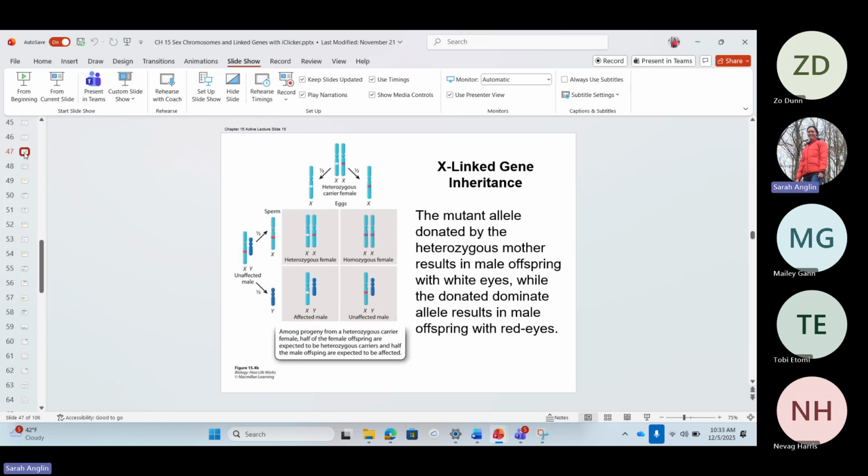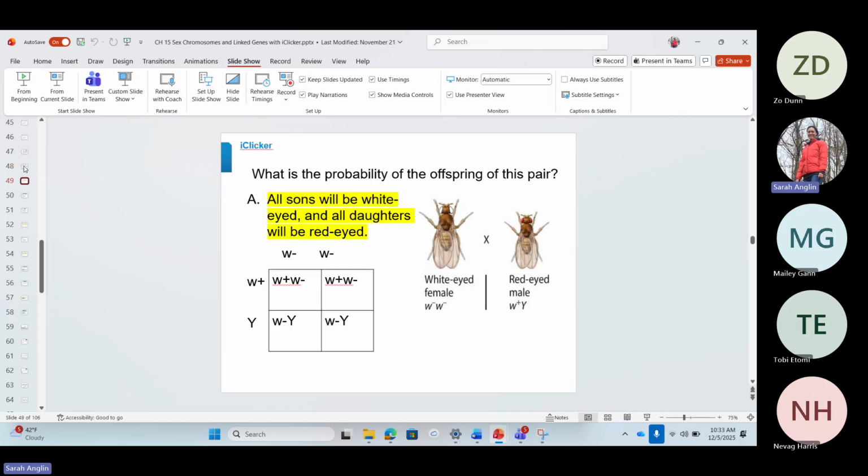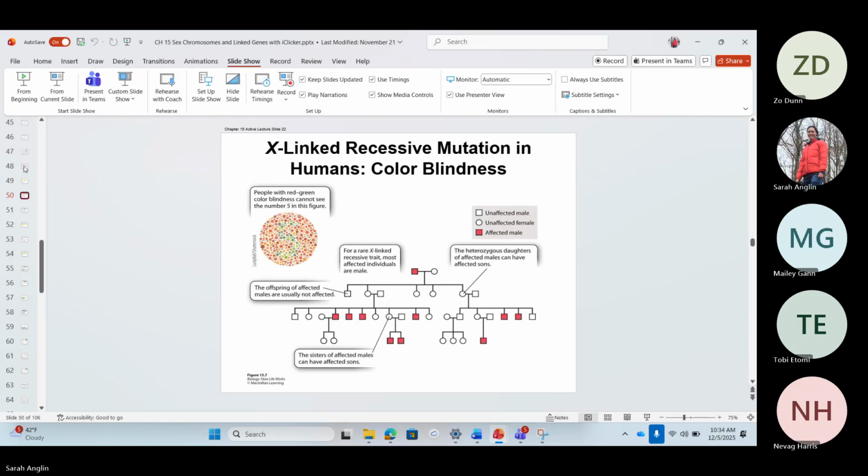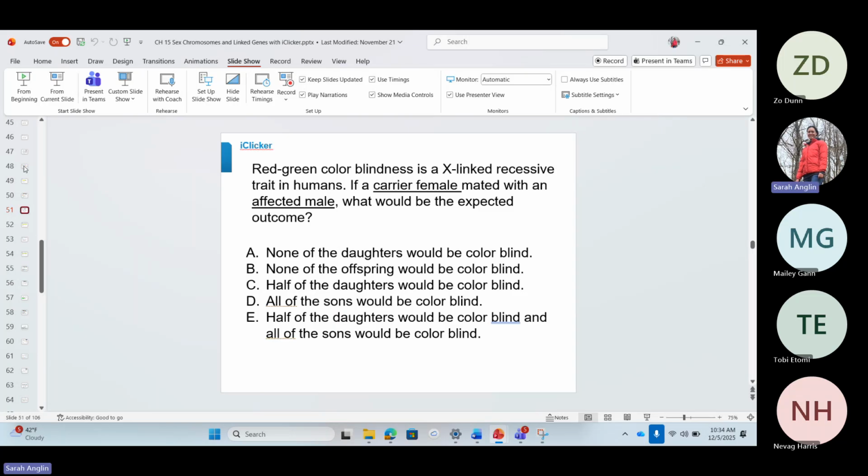All right. We can do more of them if you want. This is a good one. Let's go ahead and do this one real quick. So we'll do one more. Green-red color blindness is an X-linked recessive trait in humans. If a carrier female mated with an affected male, what would the expected outcome be?